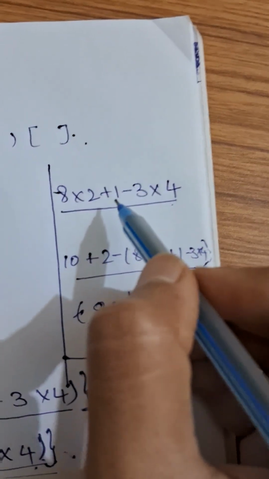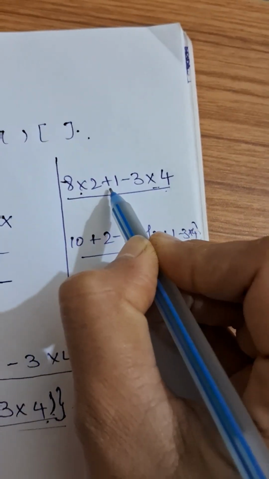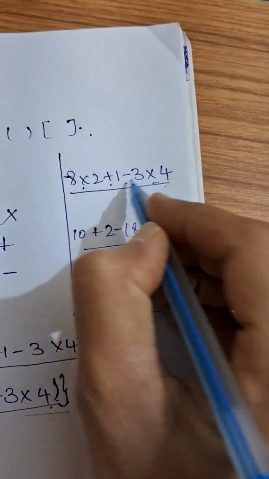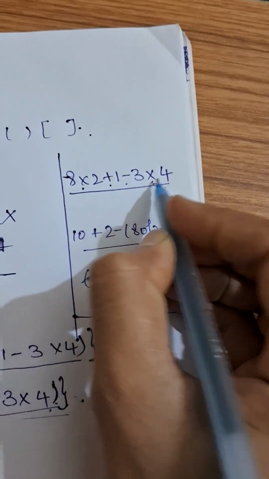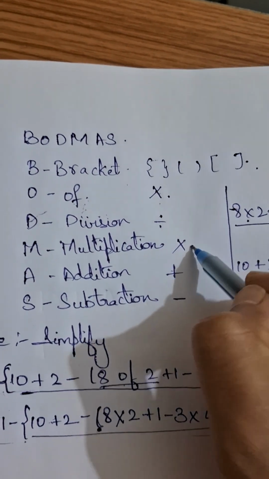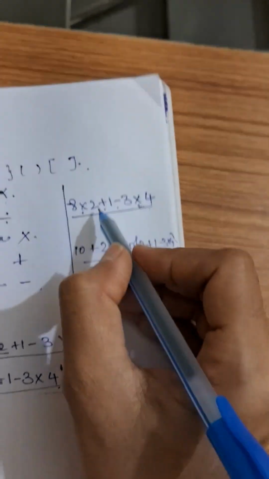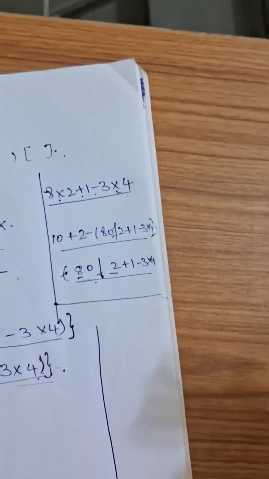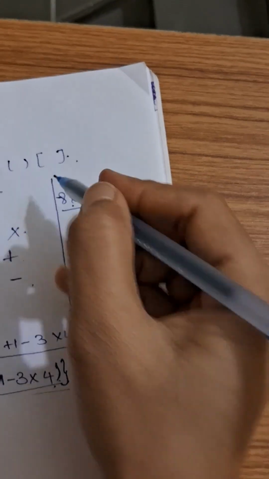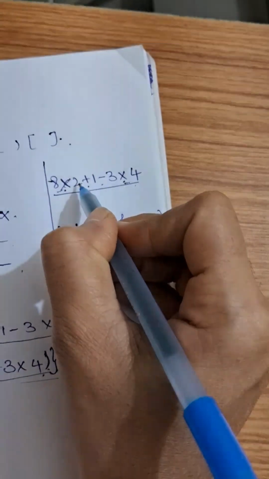So from this you observe what are the operations present. Multiplication you have, plus you have, minus you have, and again multiplication you have. According to the BODMAS, first you will appear with the multiplication symbol. Plus and minus will come later. So first you have to solve multiplication terms. So the numbers which are present either side of the multiplication symbol, you have to solve it first.